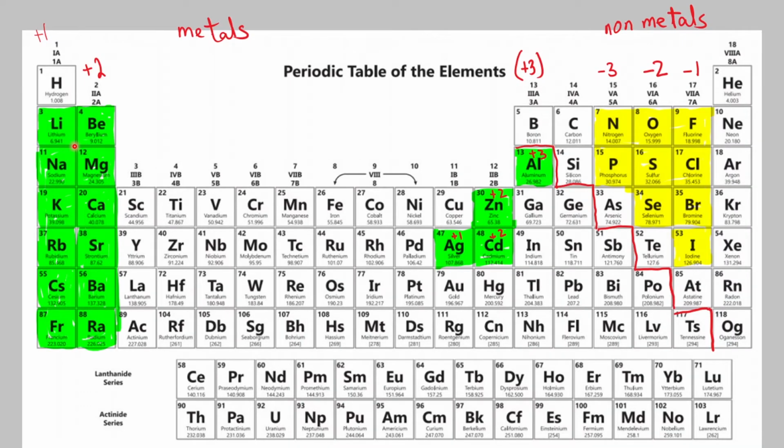On this slide, you can see that I shaded the elements. I shaded metals with green color. We have group 1A metals with positive 1 charge, group 2A metals with positive 2 charge. Then we have aluminum from group 3A with positive 3 charge, and then zinc and cadmium always make positive 2, and silver always makes positive 1. Then on the right side of the stair, we have non-metals. So I shaded non-metals as yellow so that we can differentiate where we have non-metals and where we have metals.